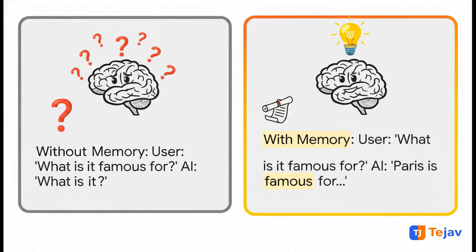Look at this comparison, it just says it all. On the left, with no memory, you ask what it is famous for, and the AI is completely lost. It has no idea what it is. But on the right, because we sent the previous exchange along with the new question, the AI gets it. It understands the context and gives a perfect answer. That is what makes a conversation actually flow.